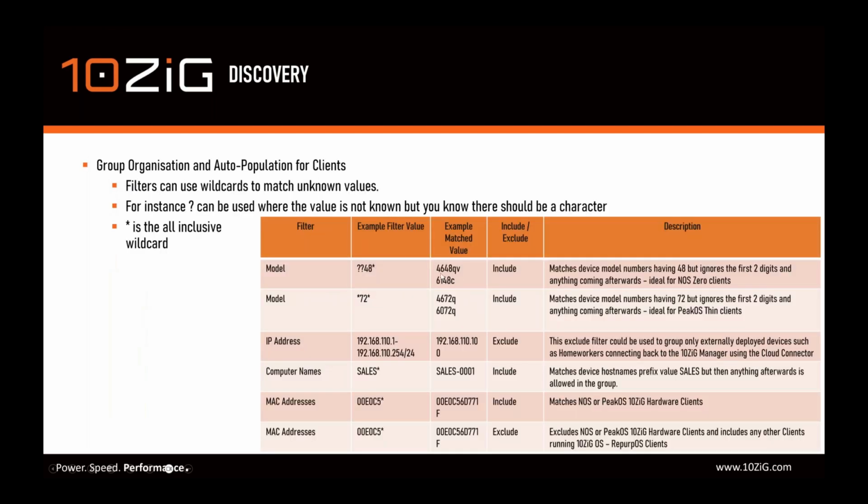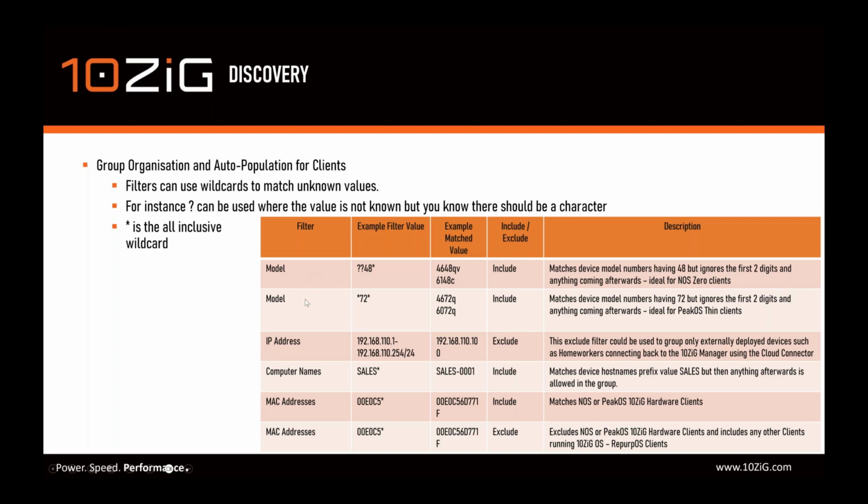Looking at the filters, this slide just gives you some examples of filters that could be used. You do have some wildcards that you can use within the filters. For instance, a question mark can be used where the value is not known, but you know there should be a specific character there. And then a star is, as standard for a lot of wildcards, pretty much a capture-all instance.